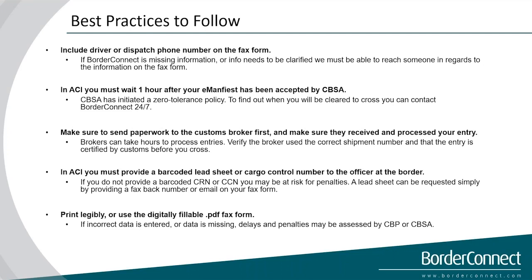In ACI, you must provide a barcoded lead sheet or cargo control number to the officer at the border. With ACE, not necessarily a huge deal. It's just got to be legible on the paperwork. But with ACI, you're going to want to make sure, as I said before in previous slides, that you do have a proper barcoded PAR sticker or conveyance reference number. So just fill in the ACI e-manifest fax back field on the fax form, and you'll be taken care of right away. So that's scratched off once you do that.